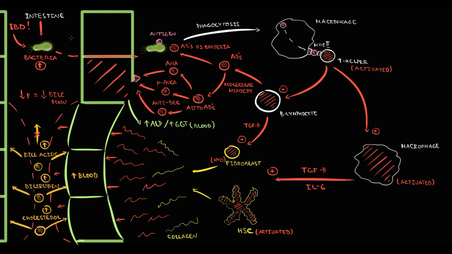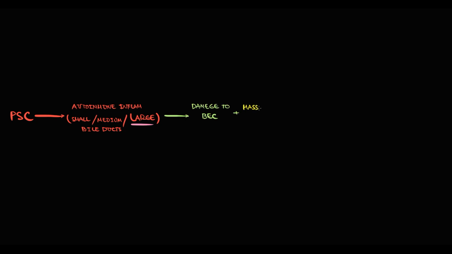Now let's discuss how primary sclerosing cholangitis causes clinical symptoms. As we know, primary sclerosing cholangitis causes autoimmune inflammation of the small, medium and large bile ducts. Inflammation causes damage to biliary epithelial cells, and damage leads to massive fibrosis that results in obturation of the bile flow. Bile flow obturation causes increase in blood bilirubin level, which leads to jaundice.